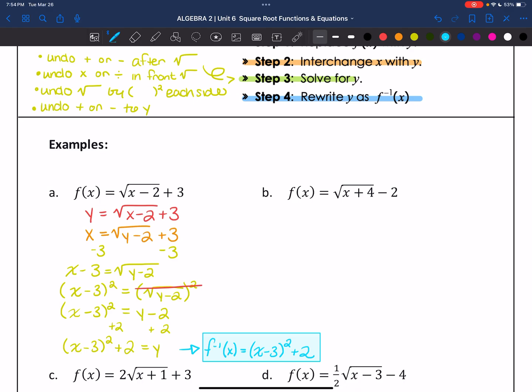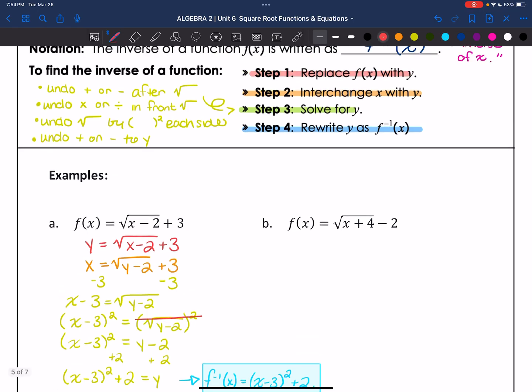So let's look at another one. Let's look at b. First thing, what are we going to want to do? The very first step, replace f of x with y. So it will look like this.